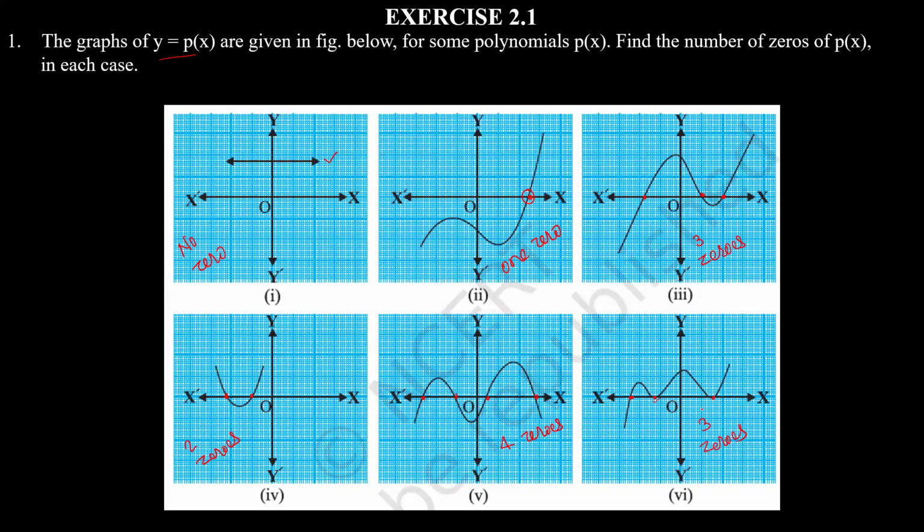So how many times the graph is crossing or touching the x-axis, that is the value for which the polynomial value is going to be how much? 0. That is the meaning here. Now we have some basic concept about this exercise 2.2 based upon the zeros.